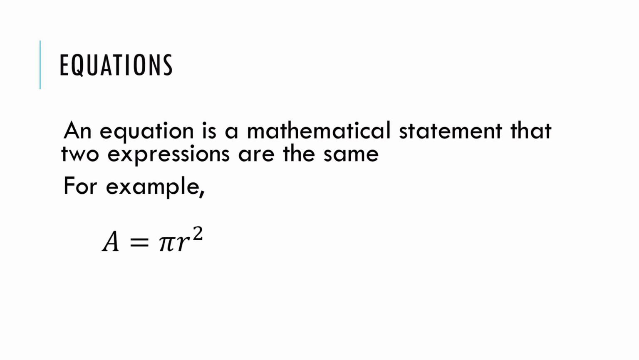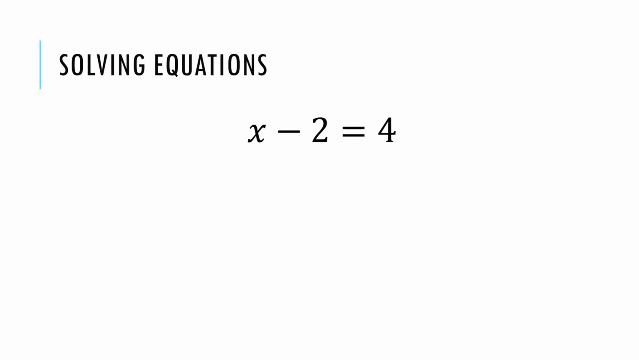For example, A equals pi r squared. The equals tells us that the expression on the left-hand side of the equation is equal to the expression on the right-hand side, so this is an equation. An equation must always have an equal sign in it. Another example is a squared plus b squared equals c squared.